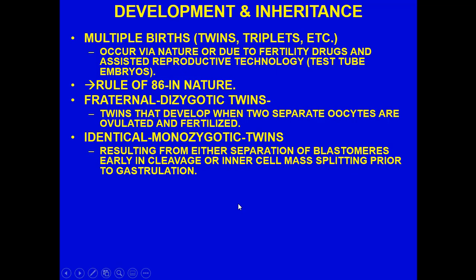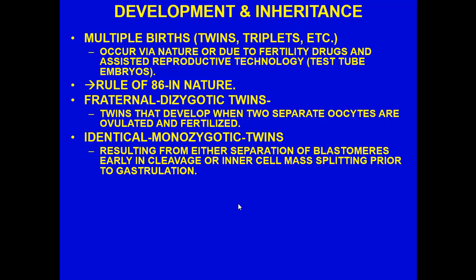Okay, let's just bring in one other point that's brought up. Multiple births: twins, triplets, quadruplets. This will occur via nature or due to fertility drugs and assisted reproductive technology, otherwise known as test tube embryos. Okay, let me explain to you. We'll take nature first. There is a rule called the rule of 86. Now this is without fertility drugs, without assisted reproductive technology.